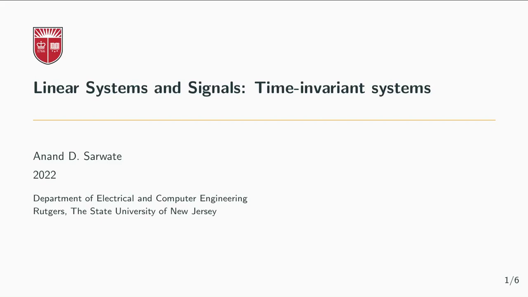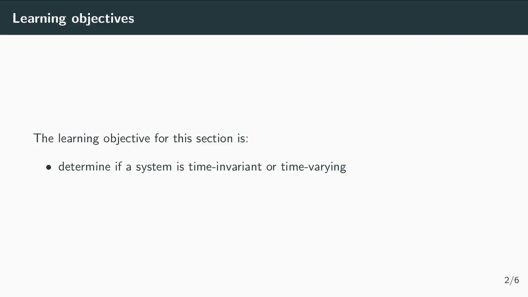Welcome back to Linear Systems and Signals, and this video is going to be about what we call time-invariant systems. So what do we mean by time-invariant systems? The learning objective for this section is to determine whether a system is time-invariant or time-varying. And when we talk about time-invariant systems, we mean systems whose behavior or dynamics does not depend on the particular time at which you're using them.